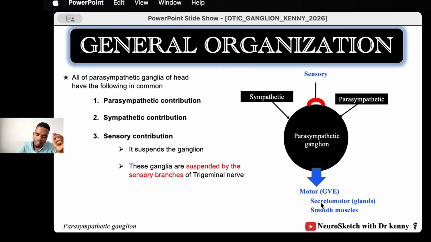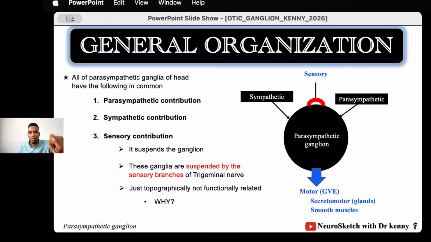Motor output: we have the secretomotor, which is going to supply the glands, and also the vasomotor, which is going to supply the blood vessels of these glands and the skin around. Generally, the secretomotor is coming from the parasympathetic, and the vasomotor is coming from the sympathetic, and they're all going through the ganglion. Okay, do you see the sensory output here? No, and this should also tell you that the sensory is just here physically to attach, to suspend the parasympathetic ganglia. So generally, the parasympathetic ganglia of the head are being suspended by the sensory branches of the trigeminal nerve.